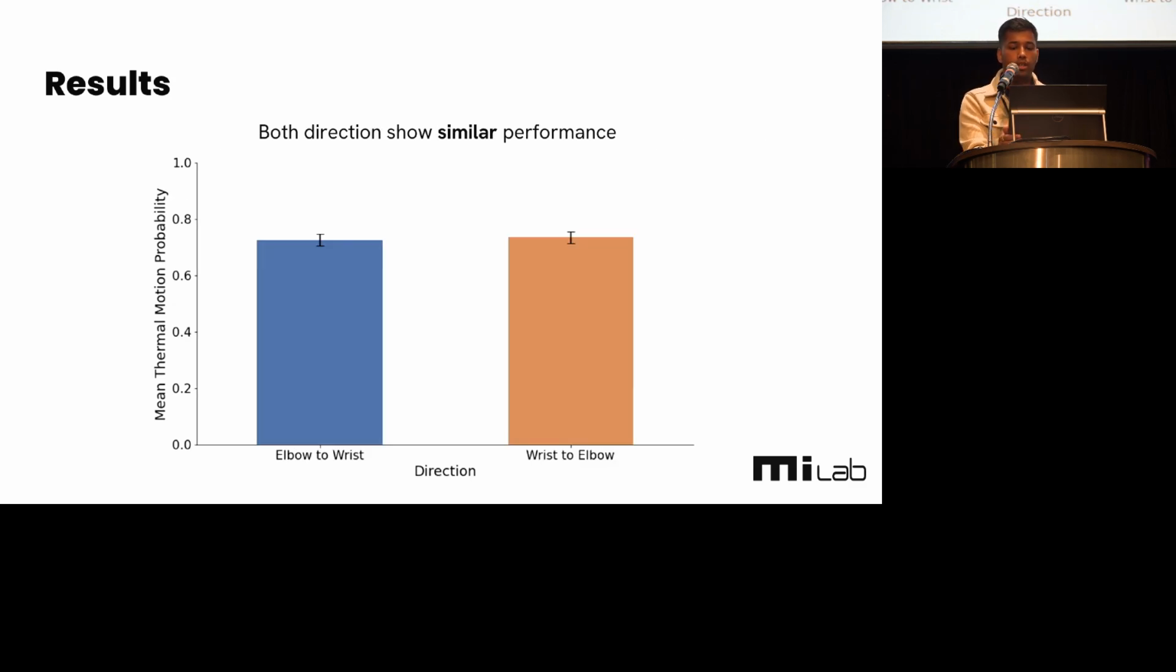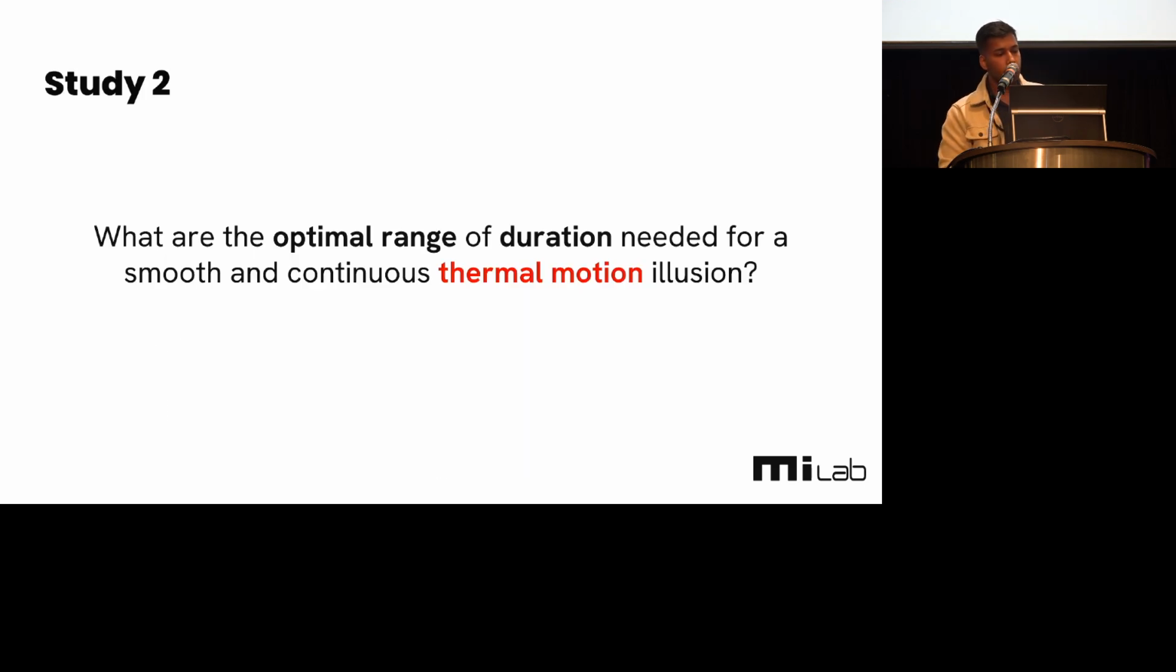Finally, both directions showed a higher chance of thermal motion perception, but we did not observe any significant differences between them. Thus, this study shows the viability of thermal motion perception, with the best results coming from placing the thermal actuator in the middle and using extreme temperatures.